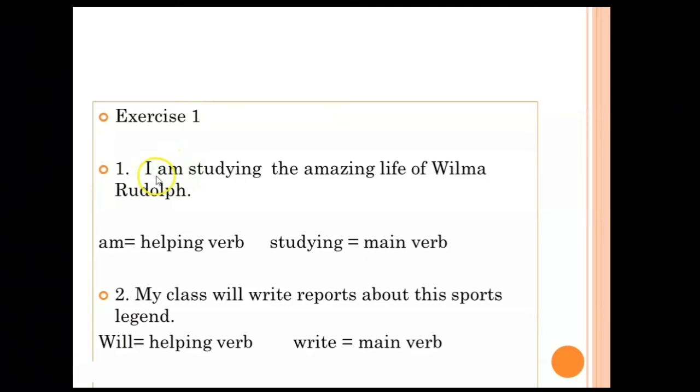So if I look for the verb in the first example في عندي am studying. What is the helping verb here? Am is the helping verb مثل ما قلنا قبل إنه verb to be هو example of helping verbs and studying is the main verb. In number 2, my class will write reports about this sports legend. كمان أخذنا example of auxiliaries اللي مثل will, should, could, can, might. So here will is the helping verb and write is the main verb.